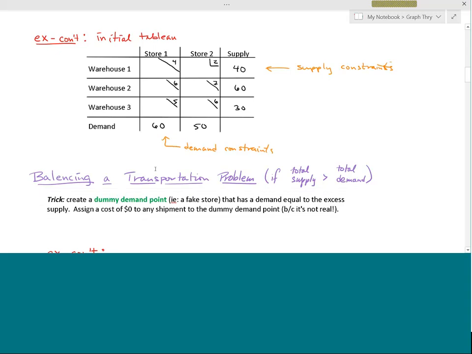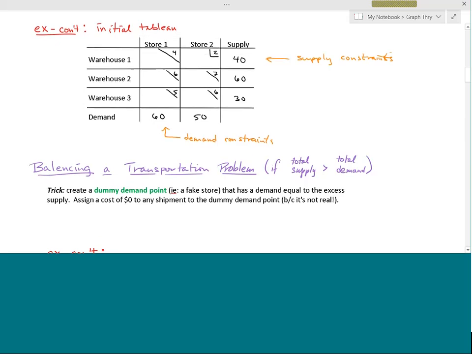Okay. So what we're going to do is take this exact same Tableau we just had, but we're now going to insert an extra column, essentially a store 3.